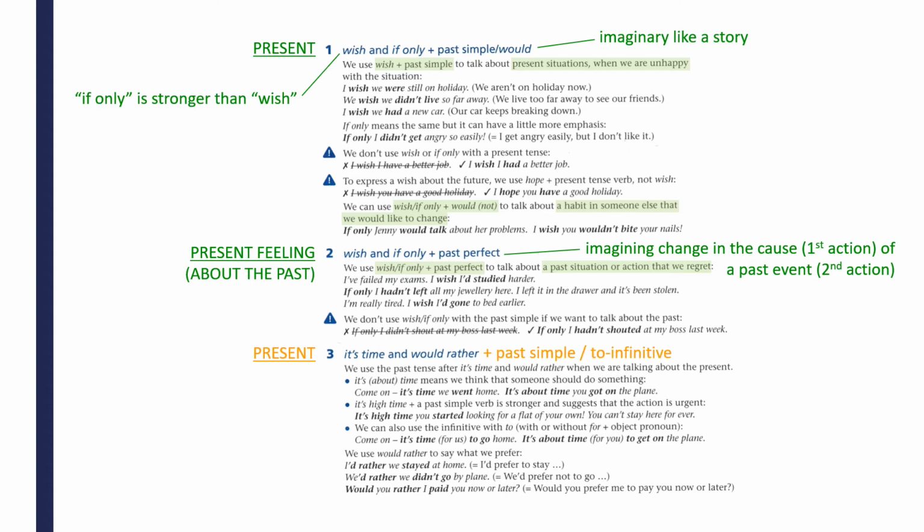Now let's look at the new expression. If you want to talk about something in the present that you wish would be different, but you're also trying to give suggestions, this is when you use this expression. If you say it's time or would rather, and you pair it with the past simple or to infinitive, this is how you use it.